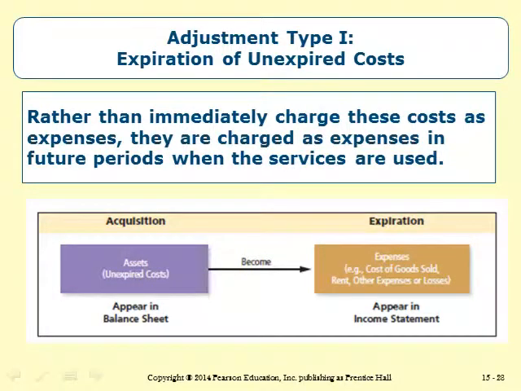So adjustment type 1 is expiration of unexpired cost. Rather than immediately charging these costs as expenses, we charge them as expenses in future periods where the company uses the service. So again, we're deferring expenses where we expect to receive some future benefit, so that we've correctly matched the expense with the period in which the economic value was received. A good example of this is insurance. We might pay that ahead of time for 6 months or even a year, and we wouldn't want to expense all of that in the month that we paid it because we'll receive the benefit of having insurance on a monthly basis up through the period in which the policy we paid for expires.